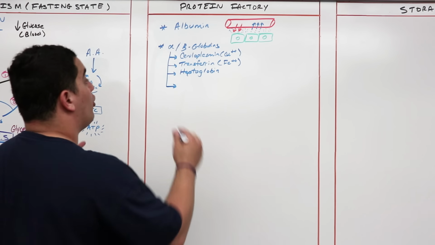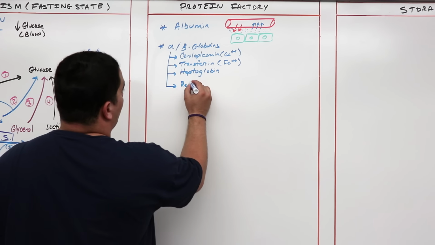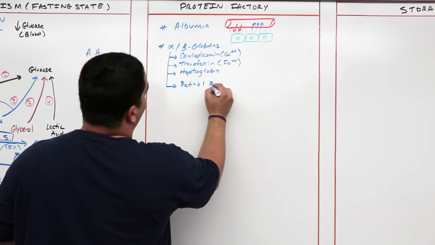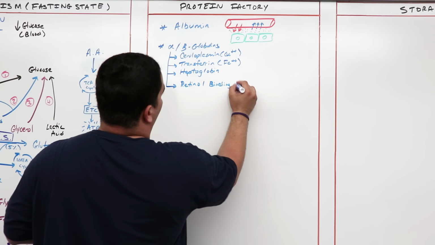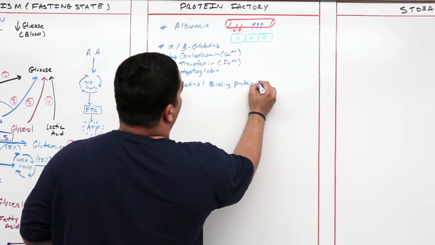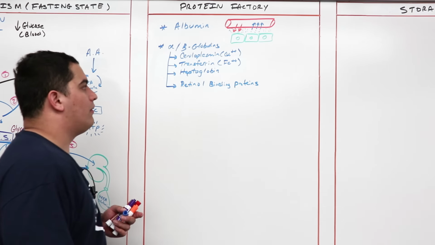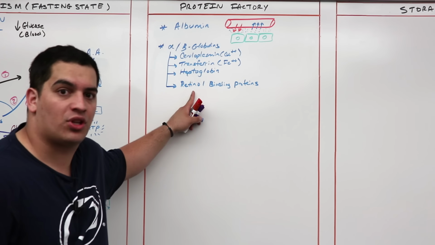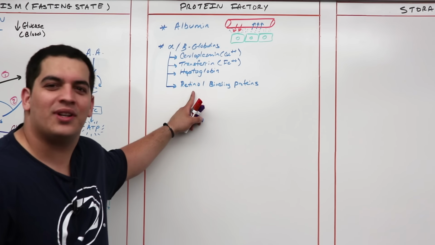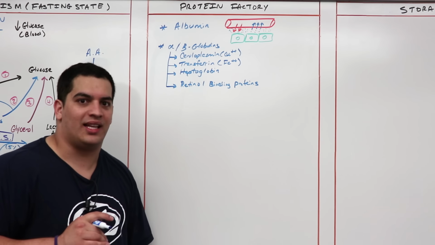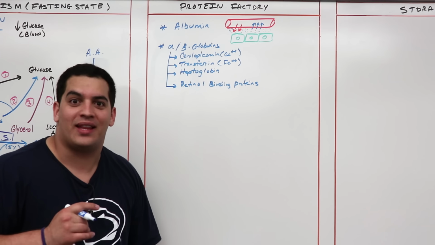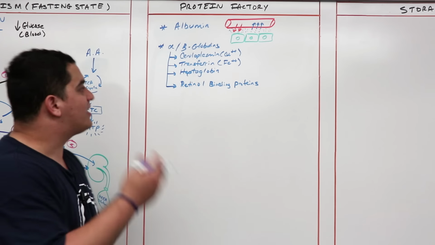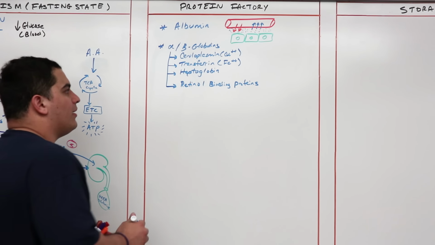Other ones, let's say that we have what's called retinol binding protein. This guy's super important. You'll see later when we talk about the storage function of the liver, the retinol binding protein binds onto retinol and transports the retinol to various different tissues. What is one of the big tissues that retinol is needed in? In the eyes. It's needed for dim light vision, right?